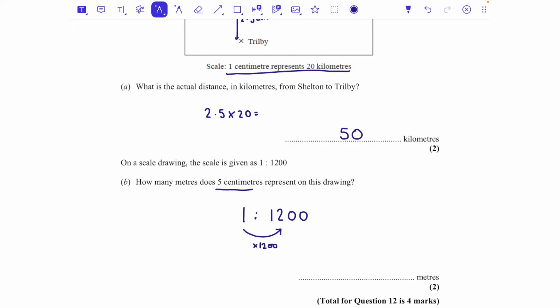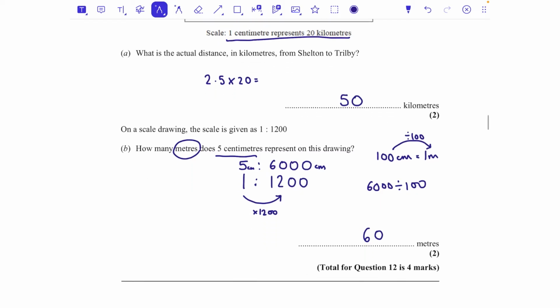So if I've got 5 centimetres on the drawing and I want to know how big it is in real life, I need to times that by 1,200, and that's going to be 6,000. So 6,000 centimetres. So 5 centimetres on the map is 6,000 centimetres in real life. They're asking me how many metres that is, and we know that 100 centimetres is 1 metre. So if I want to convert from centimetres into metres, I would be dividing by 100. 6,000 divided by 100 is going to be 60. So 60 metres is what 5 centimetres on the map would represent in real life.